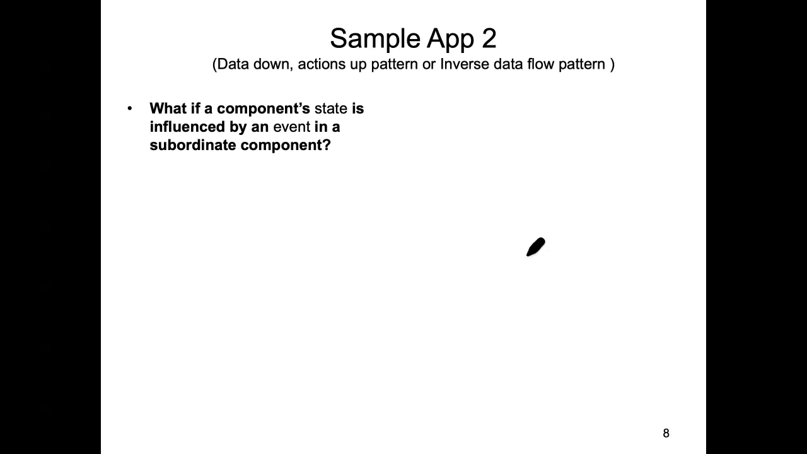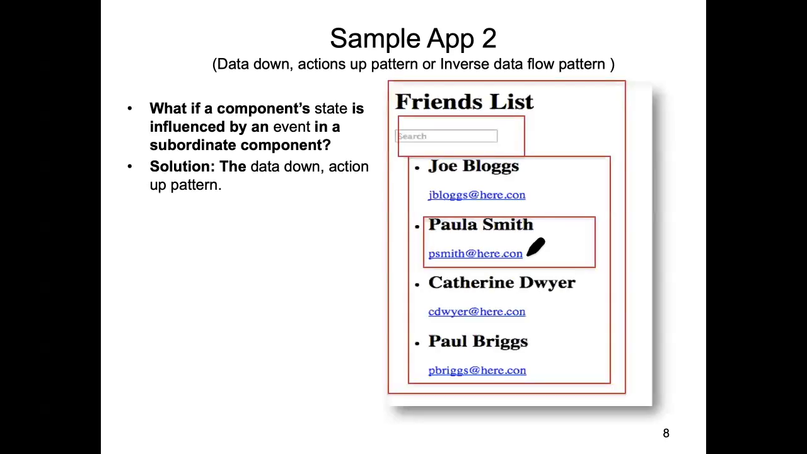Now, so far, in the examples that we've had, the stateful component was also the component that handled, or caught, the event associated with the user interaction. So they were part of the same component, and it wasn't an issue. Now, the way we handle this new use case is by applying this data down, action up pattern. To illustrate it, I'm sticking with the same kind of application, but I've slightly redesigned it.